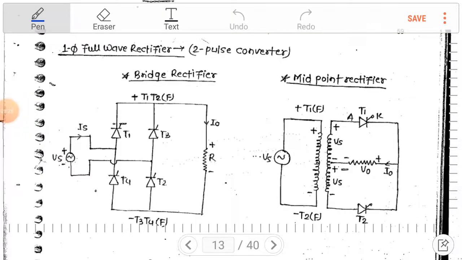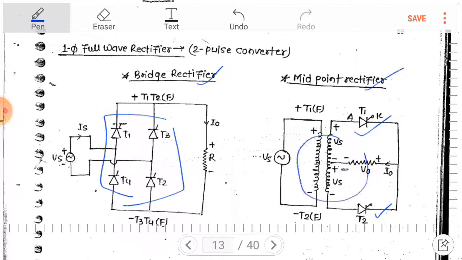For single phase full wave rectifier, we have two configurations. First one is bridge rectifier and midpoint rectifier is the second one. In bridge rectifier we use 4 thyristors to get the rectified output from the AC voltage source, and in midpoint rectifier we use 2 thyristors and a transformer to convert our AC to DC.